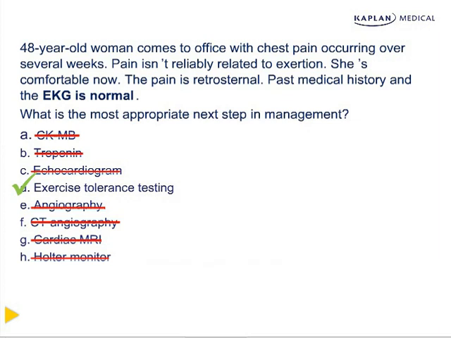In this person, the most important thing is to determine: is this person having ischemic pain? When the story is not clear, get a stress test.